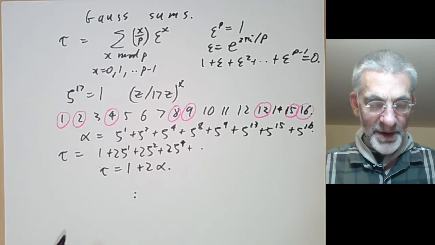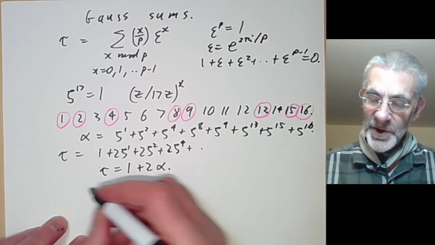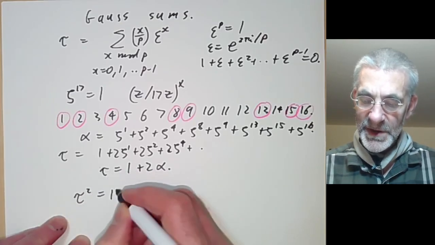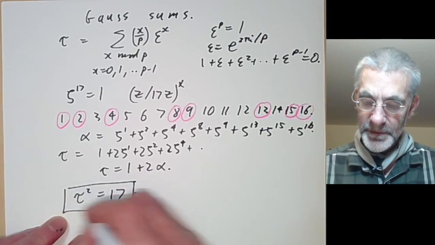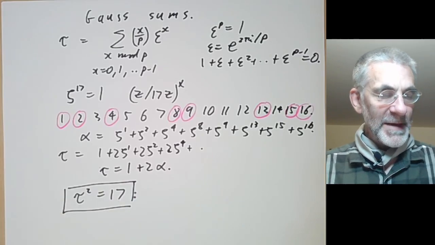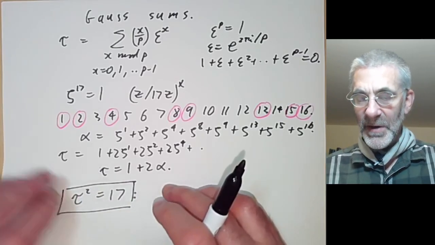And now Gauss wanted to show that it was a quadratic irrational, and the formula for tau is very neat. It just says that tau squared is equal to 17. So that's what a Gauss sum is, and we'll now show how to use Gauss sums in order to prove the law of quadratic reciprocity. I'm going to try and fit the entire proof onto one page. So we need two lemmas.